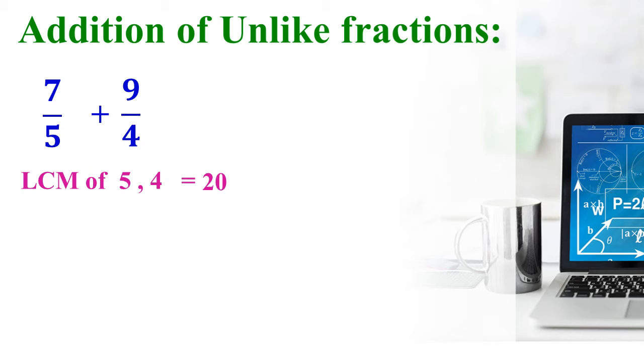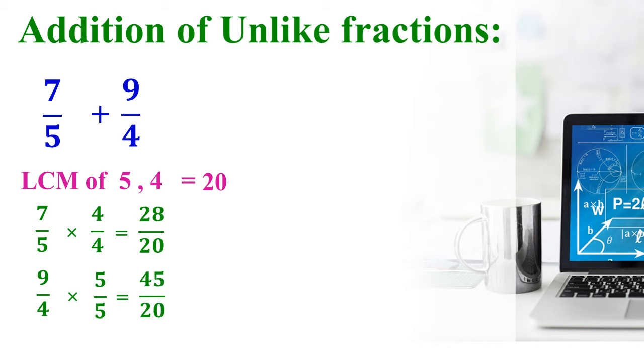So let us multiply both numerator and denominator of the fraction 7 by 5 with 4. So we get 28 divided by 20. Next, multiply both numerator and denominator of the fraction 9 by 4 with 5. So we get 45 divided by 20. Now these are like fractions.